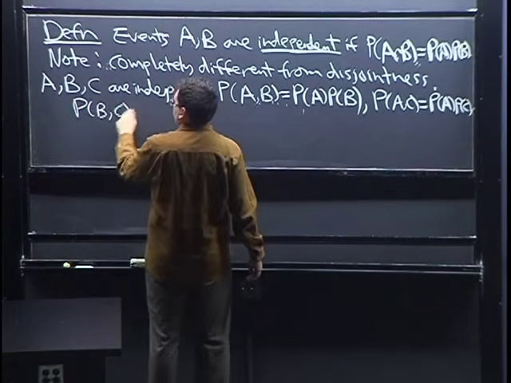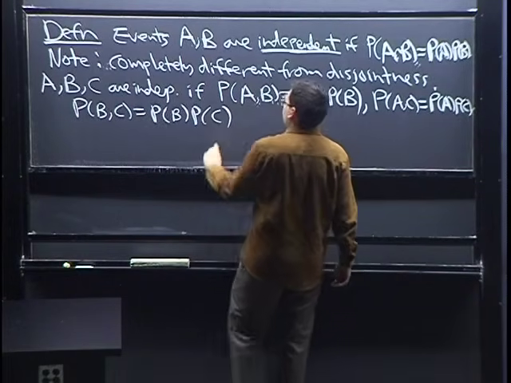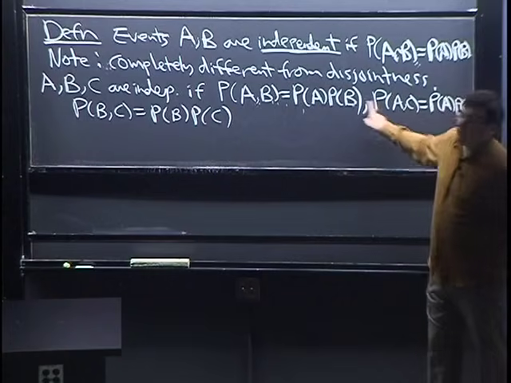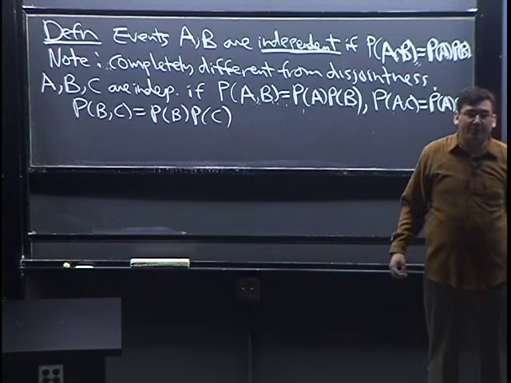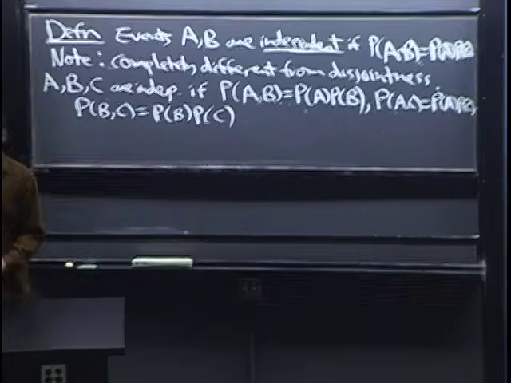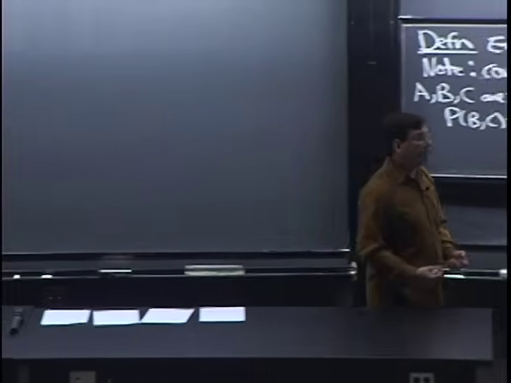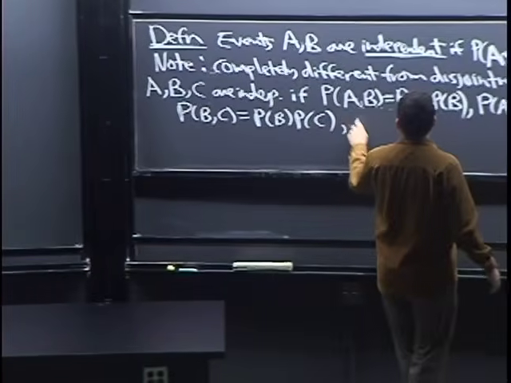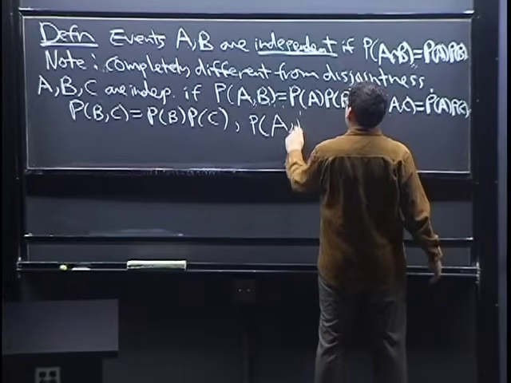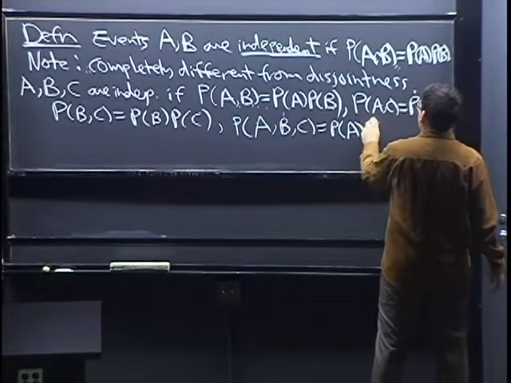And then the question is, is that enough? If we just had these equations, we'd say that's pairwise independent. That is, we have three events, and if we take any two of them, they're independent. And the question is whether that's enough. And the answer is no. We also need one more equation, P of A, B, C equals P of A, P of B, P of C.